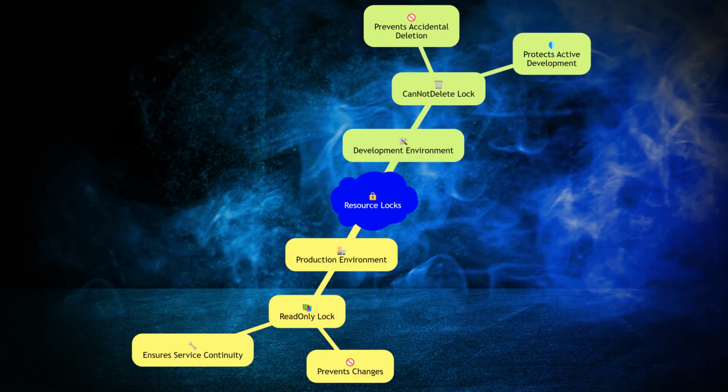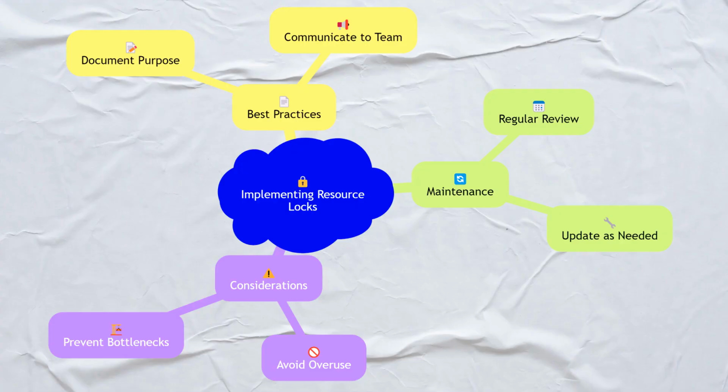Resource locks are particularly useful in scenarios where resources are critical to business operations. For example, in a production environment, you might apply a read-only lock to a database to prevent any changes that could disrupt service. Similarly, in a development environment, a cannot delete lock can prevent accidental deletion of resources that are still under active development.